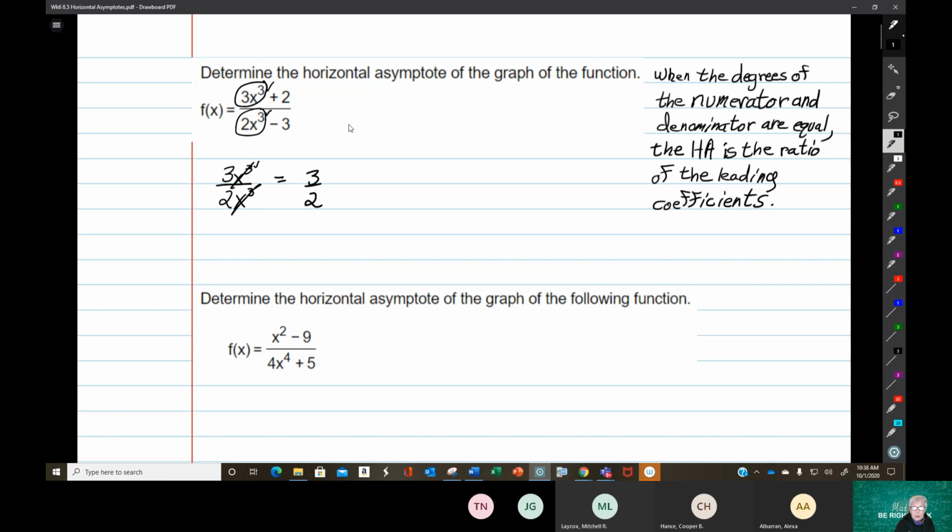So the actual horizontal asymptote, because it's a horizontal line, a dashed red horizontal line, just like the vertical asymptotes are dashed red vertical lines. Well, this is a horizontal line. Y equals 3/2 is the horizontal asymptote.